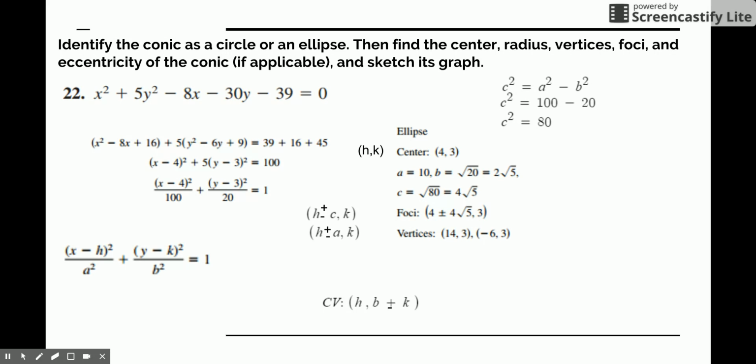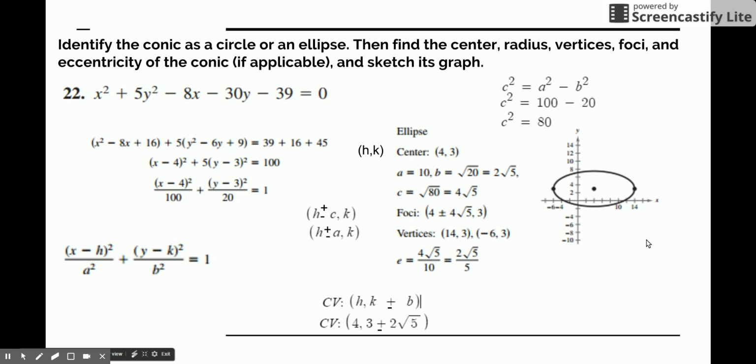And to find the co-vertices, in order to sketch it, you're going to want to go the opposite way, so k plus or minus b. This will give you (4, 3 plus or minus 2 rad 5), which will in total allow you to find the area in which to place the points on the minor axis. The other thing is the eccentricity formula, which you can plug in and you get this answer.